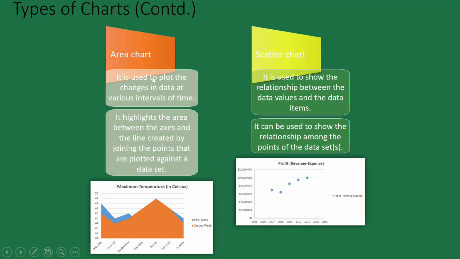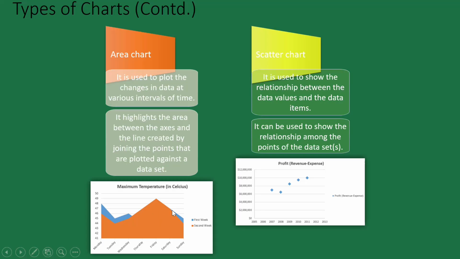Area chart is used to plot the change in data at various intervals of time. See, this is our definition, and the line chart definition is the same. But what is the difference between them? See, in an area chart, it highlights the area between the axis and the line created by joining the points that are plotted against the data set. So as you can see here, okay.